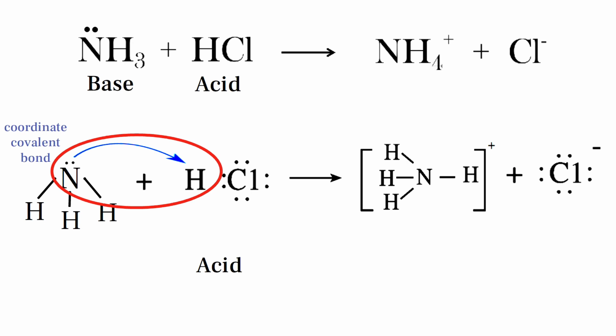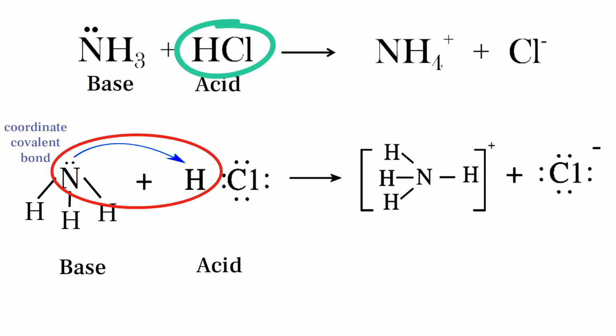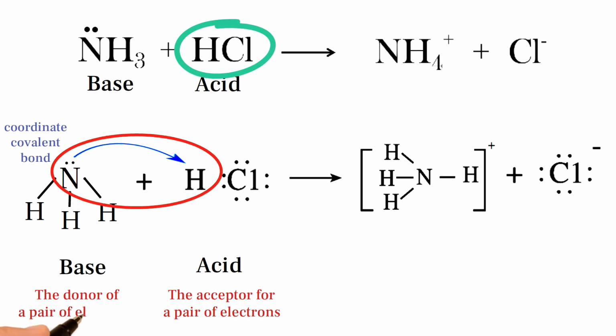HCl is still considered an acid, and NH3 is still considered a base, so the rule has not changed. But Lewis explained how the proton bonds to the base for acids that contain ionizable hydrogen. Therefore, HCl is considered an acid according to Lewis's concept because it's the acceptor of a pair of electrons, while NH3 is considered a base according to Lewis's concept because it's the donor of a pair of electrons.